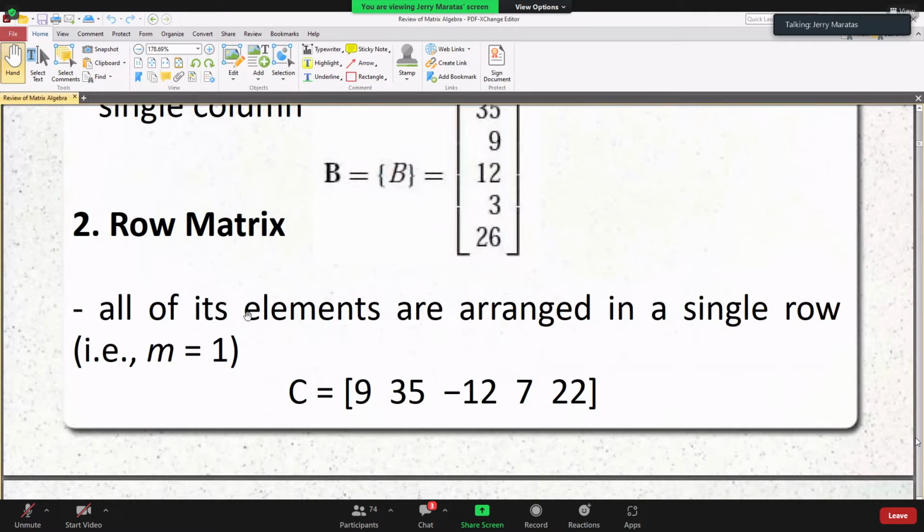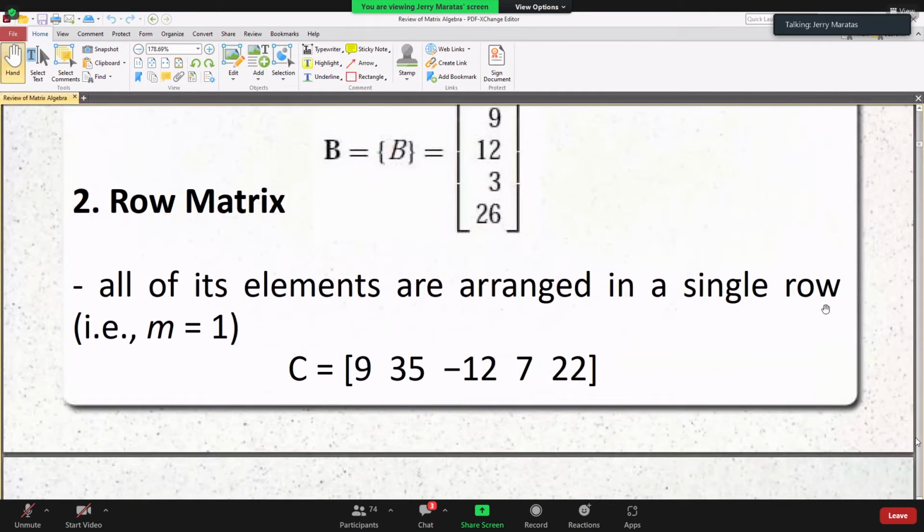Another type, the row matrix. When all of the elements are arranged in a single row, like this one, this is a row matrix. One row, and how many columns are there? There are 5, so the size is 1 by 5. By the way, when you refer to the size of a matrix, you start with the number of rows, followed by the columns. So the size is 1 row and 5 columns, 1 by 5.